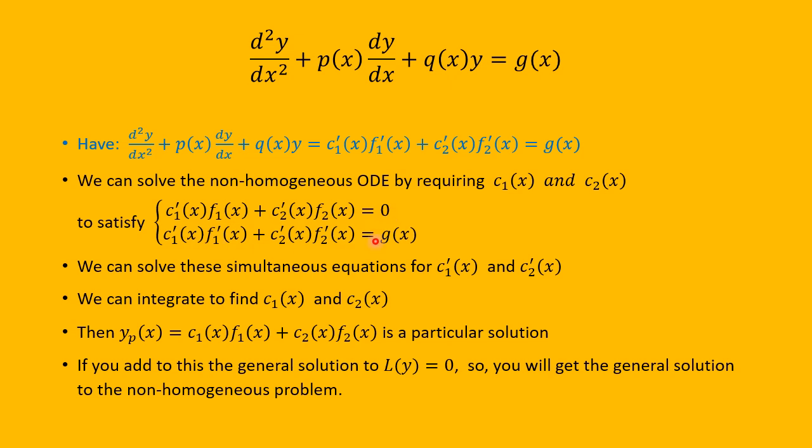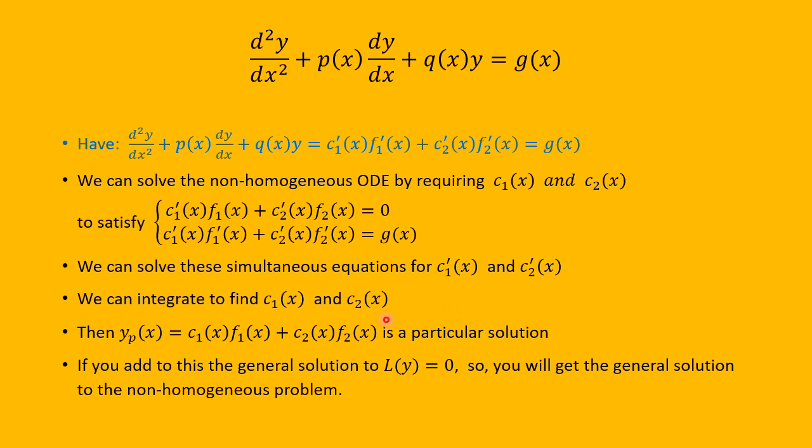So we solve these two equations for C1 prime and C2 prime. We know what F1 and F2 are because those were solutions to the homogeneous problem, and we know what g is from our differential equation up here. And so the only unknowns are C1 prime and C2 prime. So we can use algebra to solve these simultaneous equations for C1 prime and C2 prime, just like you learned maybe in junior high school. Then you can use what you learned in college to integrate to find C1 and C2. These are just the antiderivatives of C1 prime and C2 prime.